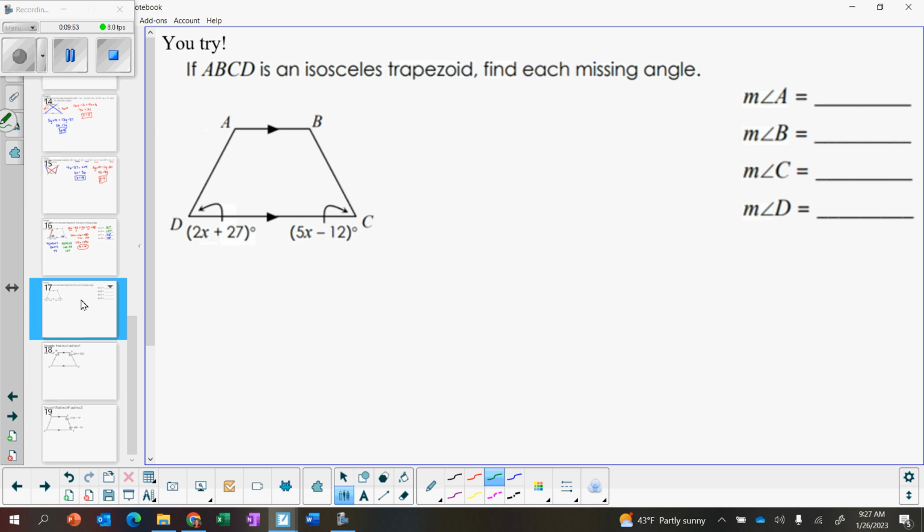So you're going to go ahead and try this one. Notice our angles now are not along a leg, they're on the base. So solve for all your angles, pause. When you're ready to see the answer, hit play.